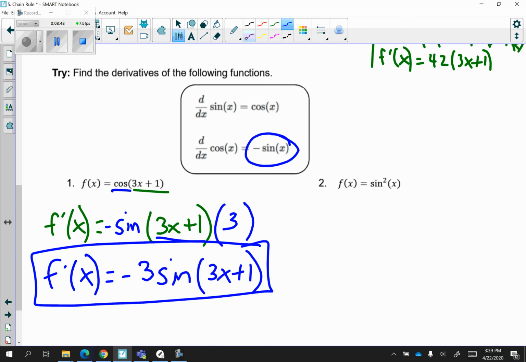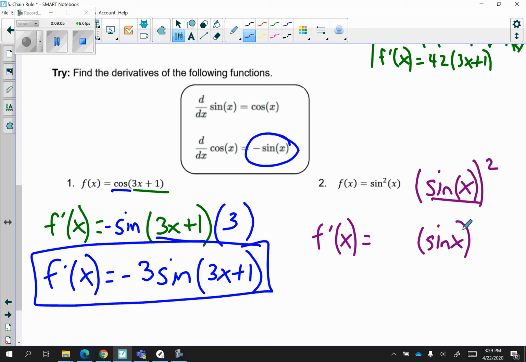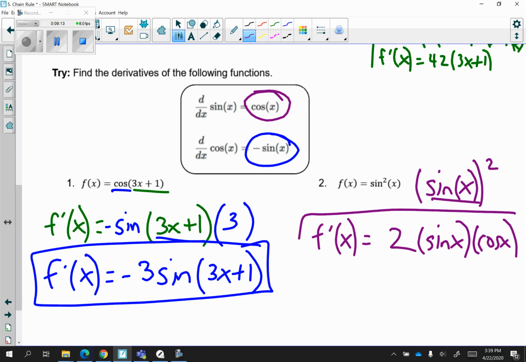Let's take a look at number 2. F of x equal to sine squared x. Again, I can rewrite that as sine of x all squared. So to find that derivative, I'm going to rewrite what's in the middle. So that's sine of x. What's the derivative of sine of x? That's cosine of x. And bring the 2 to the front. And this is my derivative.